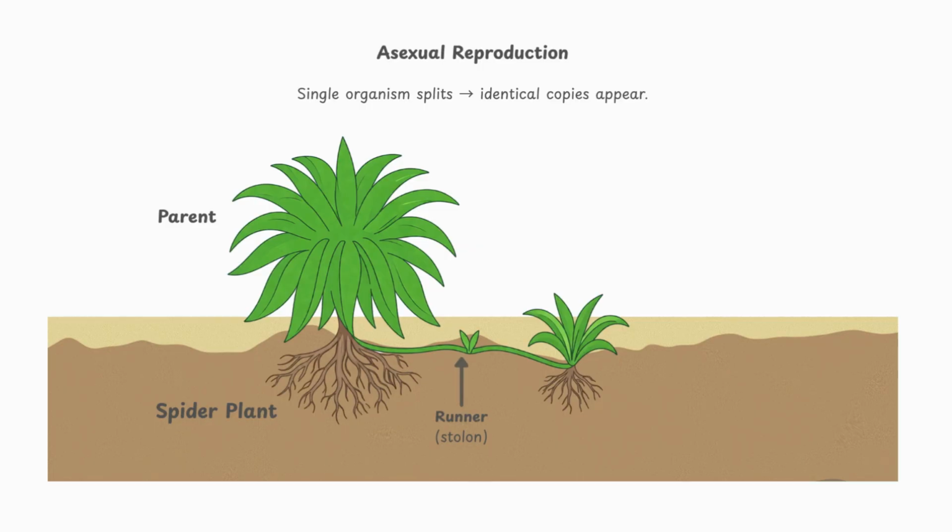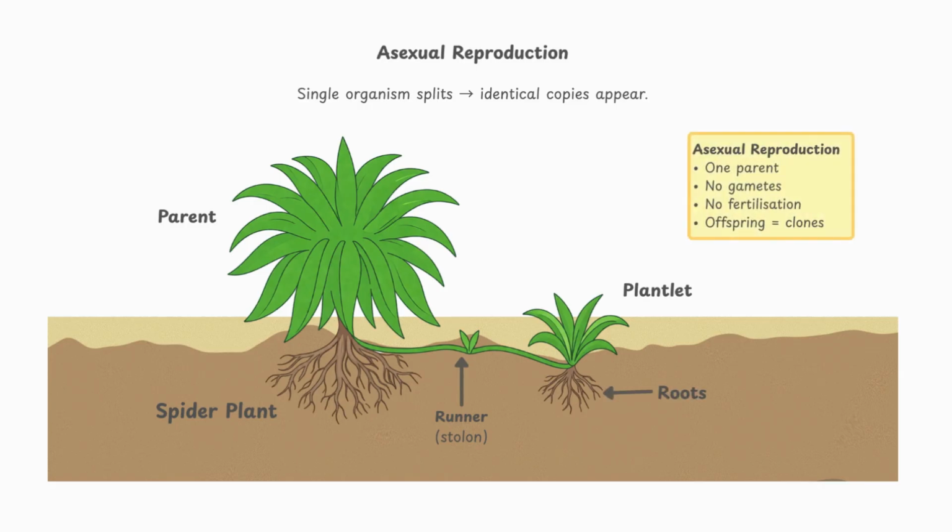At the end of the runner, a small new plant begins to grow. This is called a plantlet. It develops its own roots and starts to anchor into the soil. Once established, the plantlet becomes an independent plant. But here's the key idea. It is genetically identical to the parent. It is a clone. No mixing of DNA, no variation, just a perfect copy.